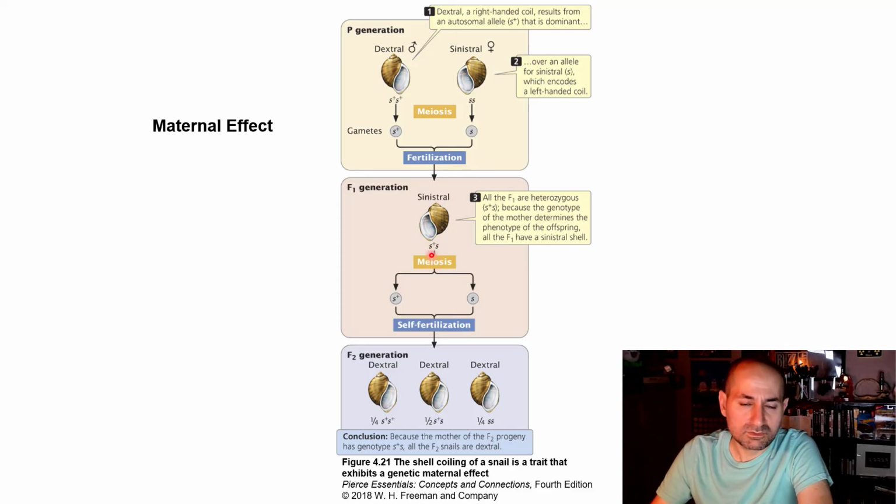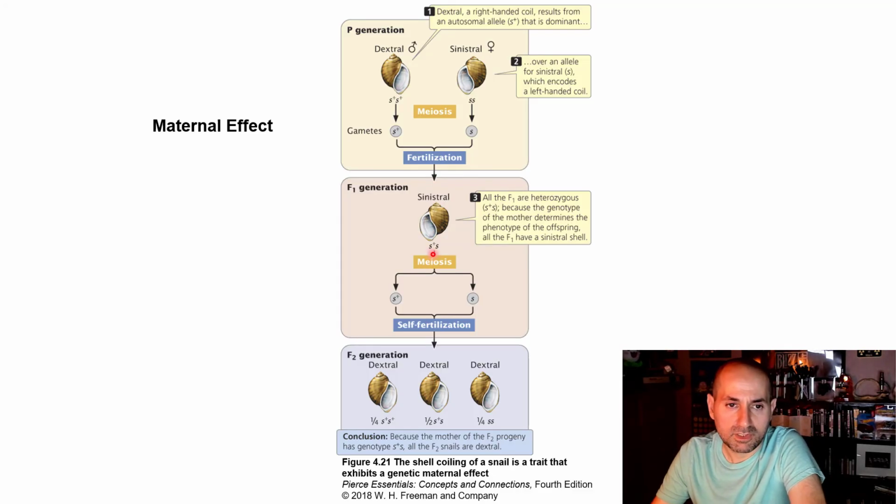If you were just looking at the genotype, what should the phenotype be? It's S+ s. Remember, S+ is dominant for dextral. This offspring is S+ s. So shouldn't this offspring be dextral? It should. It should be dextral because dextral is the dominant allele. However, it's sinistral. And the reason is, like I just said, maternal effect. The genotype of the mother determines the phenotype of the offspring.